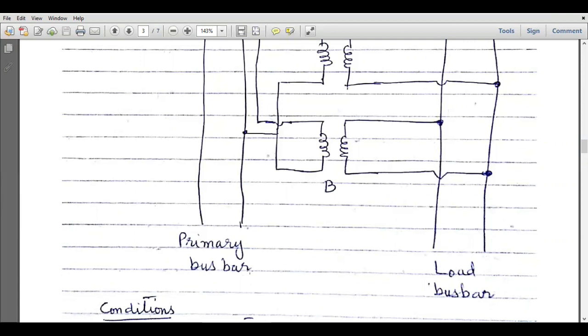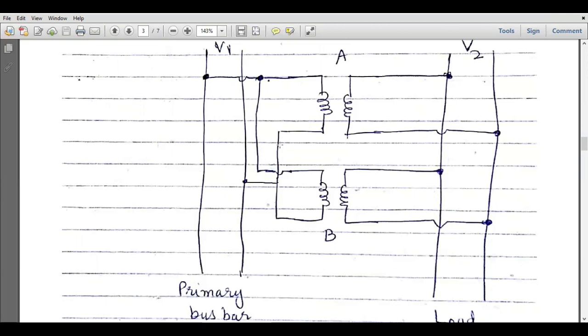Practically, two transformers can be connected in parallel by connecting the upper terminals to one bus bar and the lower terminals to the second bus bar. So this is the load bus bar or the secondary bus bar. The same procedure will be applied over here.